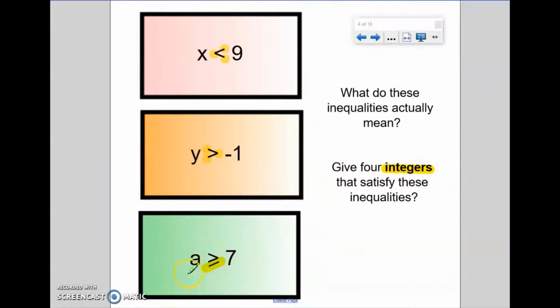A is greater than or equal to 7. If I'm thinking of 4 integers, I can go for 8, 9, 10, but I can also include 7 this time because A is greater than or equal to 7. Again, there would be an infinite amount of integers that satisfied the inequality, but you could just go for 7, 8, 9, and 10.